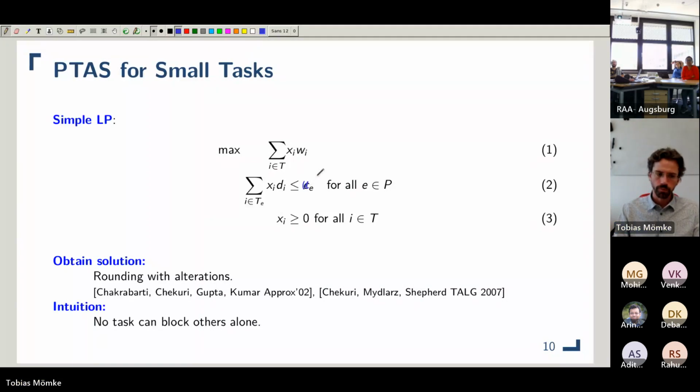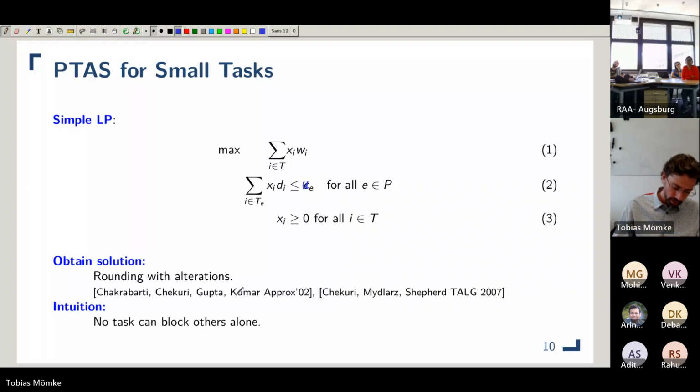And if we directly round, of course, we will satisfy the capacities in expectation for each edge, but we will have some edges where we underfill and some edges where we overfill. So generally, if we do the most simple rounding technique that we would like to do, then we would not get a feasible solution.